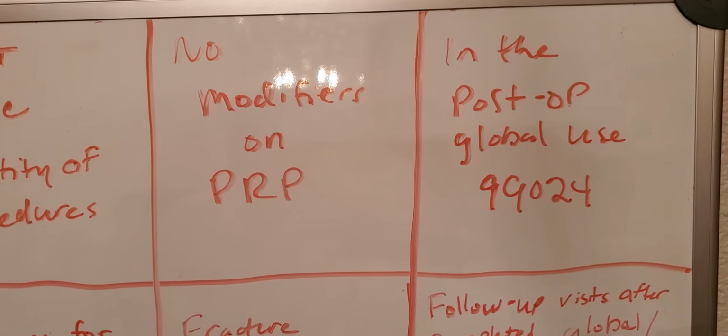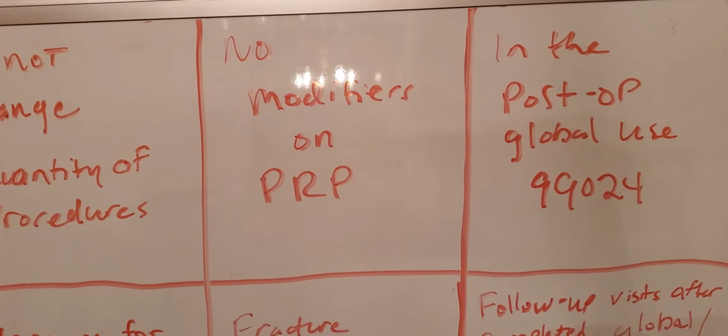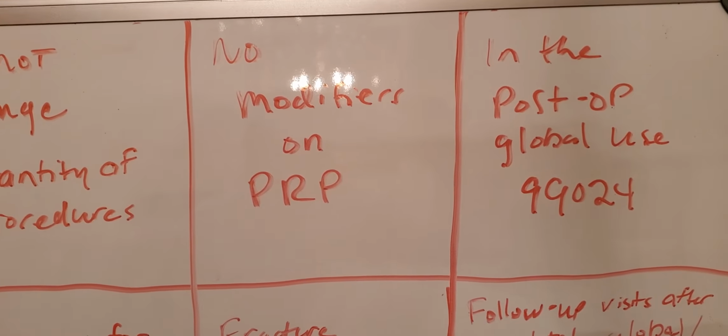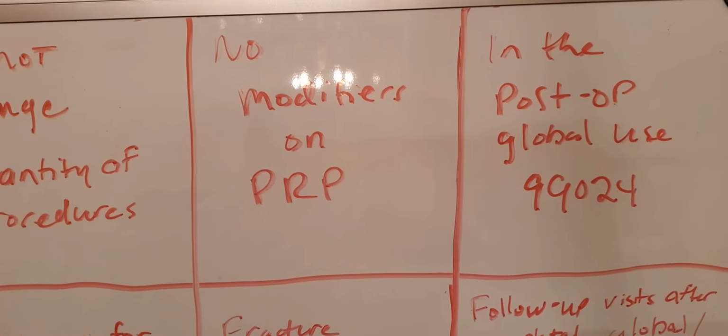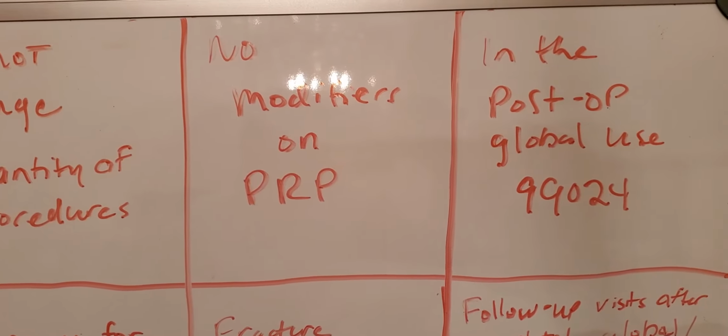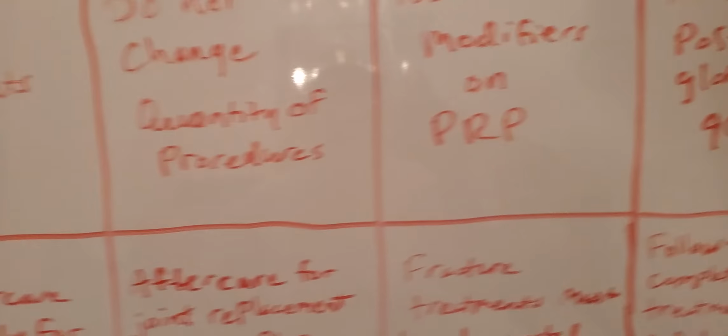The next one is, in the post-op global, use 99024. Some are forgetting to do this, and they are just not selecting anything. So it makes it very difficult when I have to keep going back and reminding them. So again, this is just a reminder for them to do this, okay?